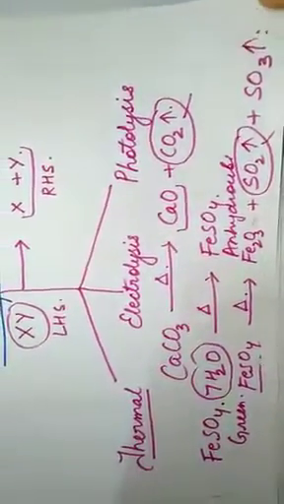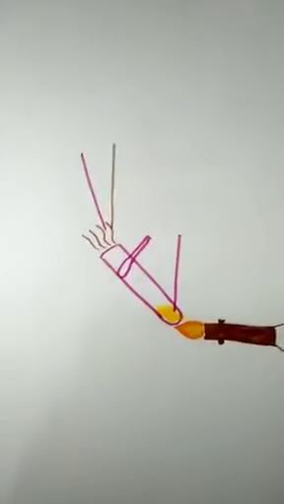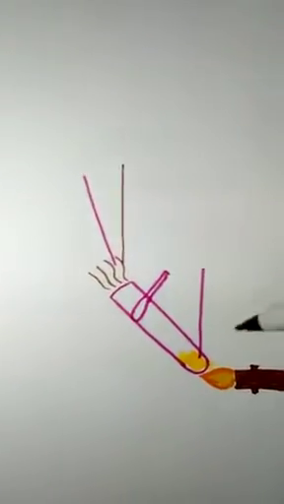Then we come to another reaction in which we take lead nitrate. We take lead nitrate in this. Let me write the reaction for you. This is Pb(NO3)2. Lead nitrate powder is white in color.